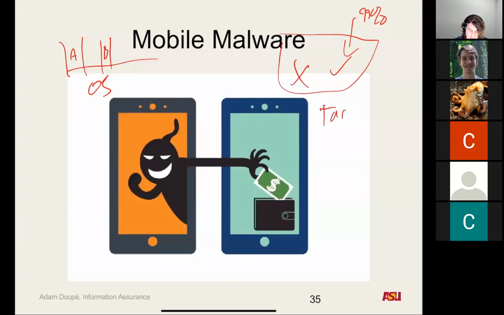So we talked about some targets of mobile malware, like email, text, pictures, and what else is on the phone?